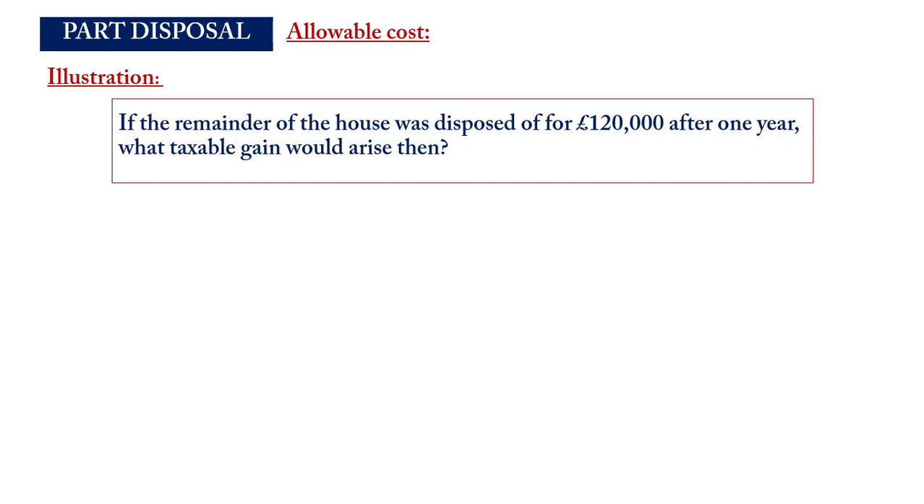So we are being told that the proceeds for the remainder of the house is £120,000. Okay, so now the cost of the house is going to be £16,000, which is the original cost of the building and the garden, which was £26,000, less the £10,000 of the garden that was sold. So the building now has a cost of £16,000.